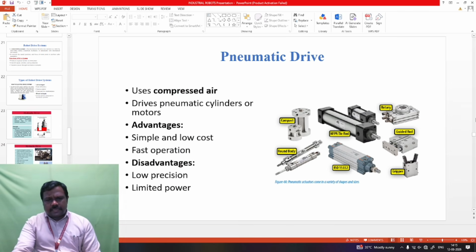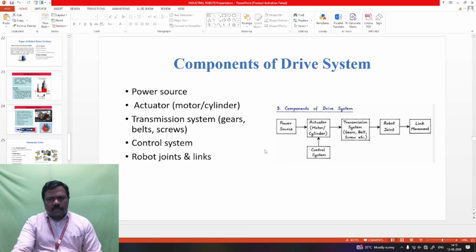Then the pneumatic drive system. The pneumatic drive system uses compressed air. It drives pneumatic cylinders or motors. The pneumatic drive system has some advantages: simple, low cost, fast operation. Then disadvantages: low precision and limited power. Then the components of a drive system: a power source, actuator, transmission systems, control system, robot joints and links.